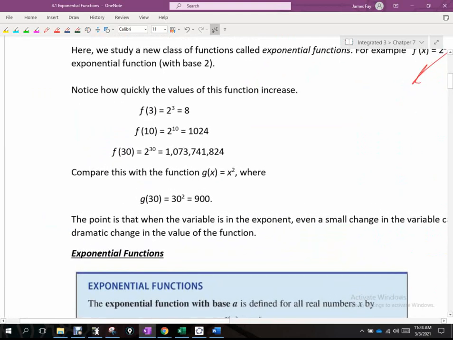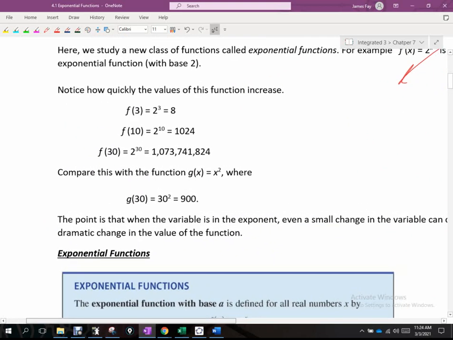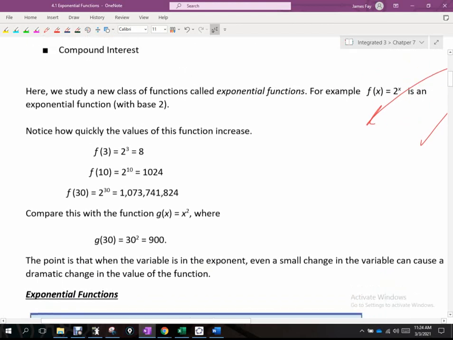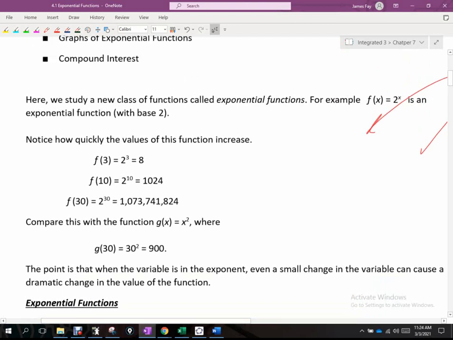But what I'm trying to get at here, there are lots of places that we are going to use exponential functions. By definition, an exponential function is a function in which the variable is in the exponent. Okay. So we've seen all kinds of functions so far.